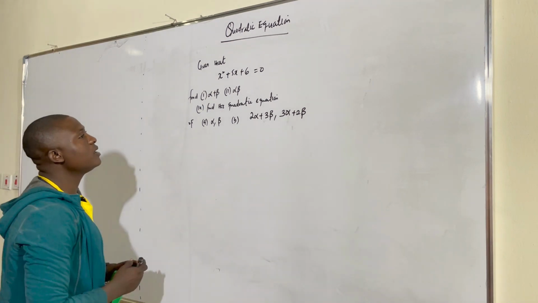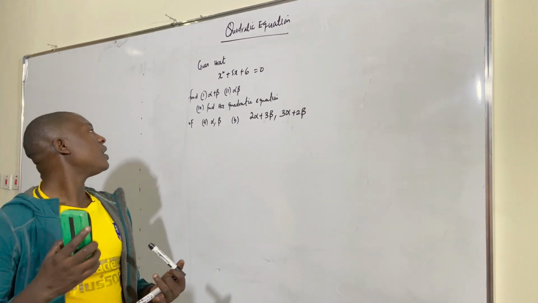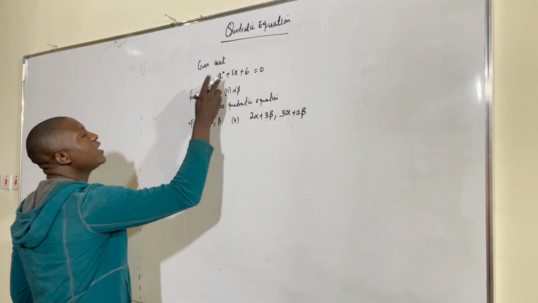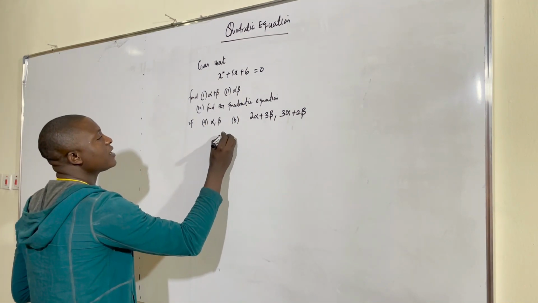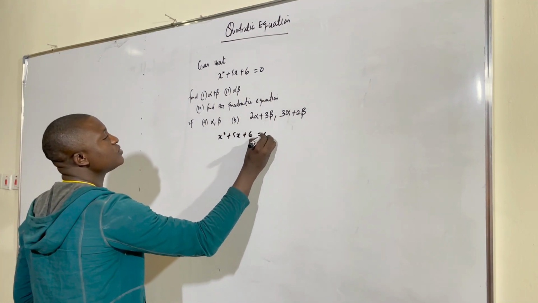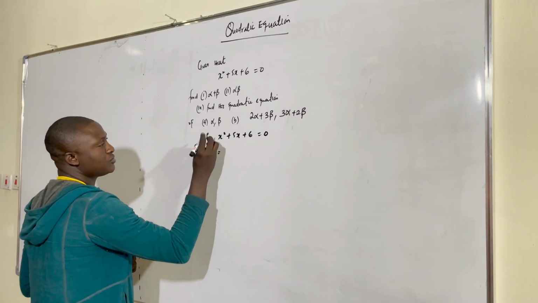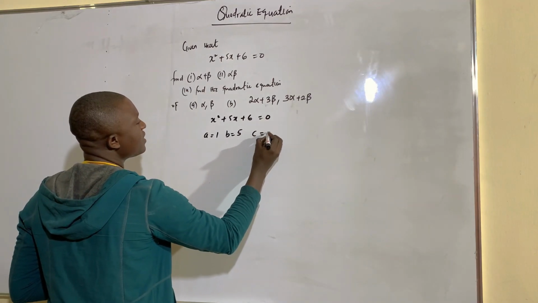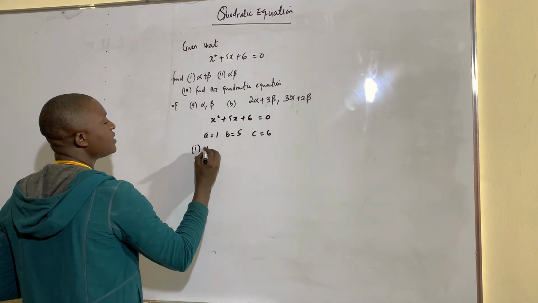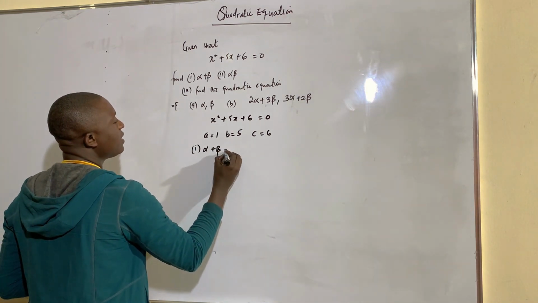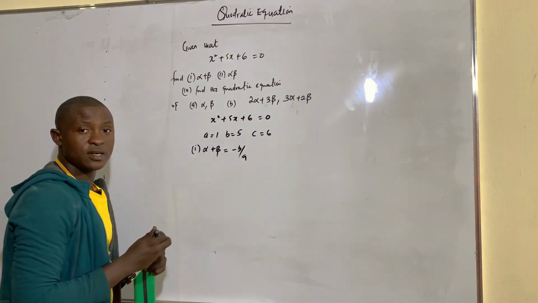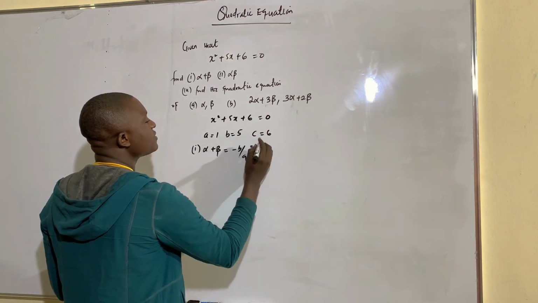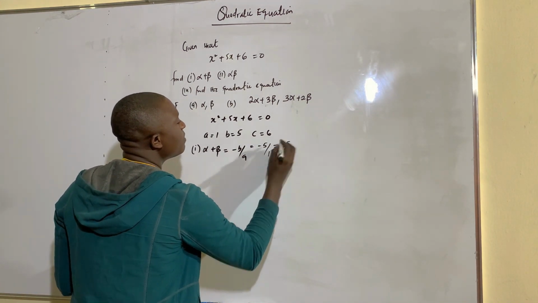So from the problem, I will find my a, my b, and my c. We have x squared plus 5x plus 6 equal to 0. So from here, I know my a, the same way we have been finding it. a is 1 here, our b is 5, and our c is 6. The first thing we have to find is alpha plus beta. Alpha plus beta is minus b over a, right? So if I go back to that problem, minus b is minus 5 and a is 1. So that's going to be minus 5.